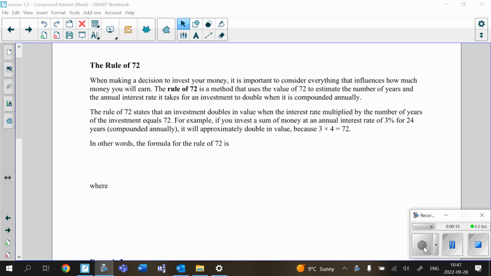So yesterday we talked about compound interest and how it was different from simple interest. And we did some questions where we were asked to calculate the interest that you earned at different interest rates and if it was compounded differently.